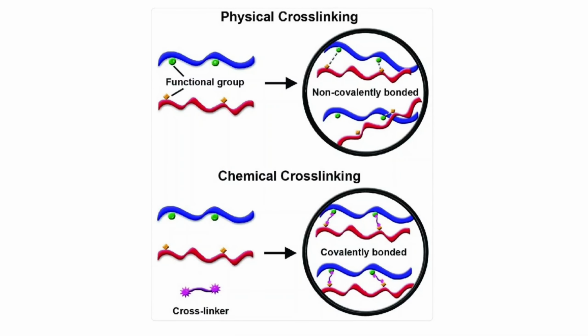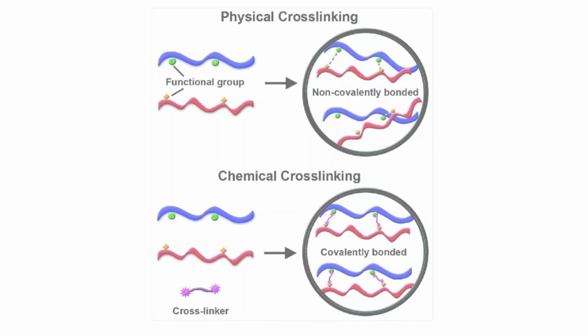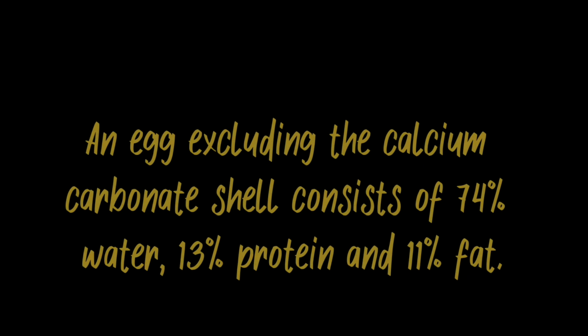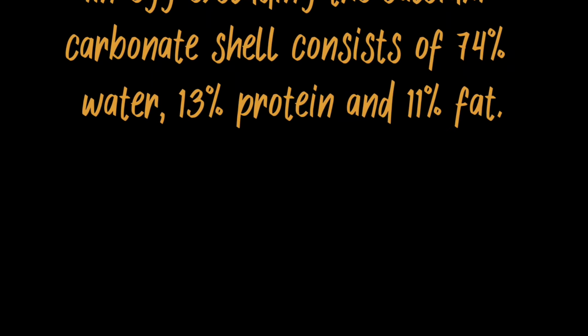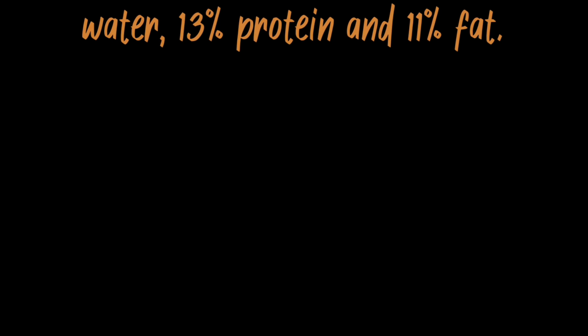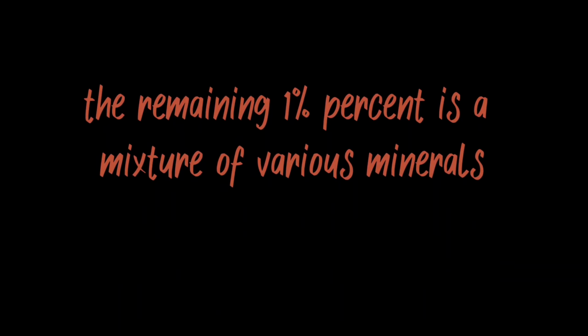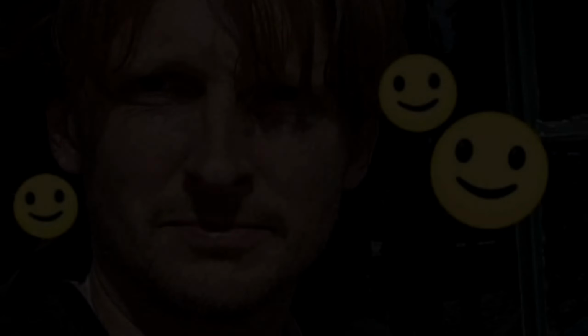Proteins such as ovalbumin and lysozyme unfold or denature and bond with each other, forming a gel-like structure. These are not like long polymer chains, but like a network of different bonding interactions such as hydrogen bonds, ionic bonds, and disulfide bonds. An egg, excluding the calcium carbonate shell, consists of 74% water, 13% protein, and 11% fat. The remaining 1% is a mixture of various minerals.